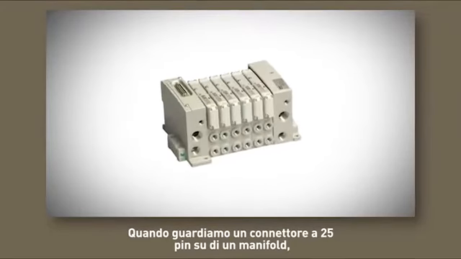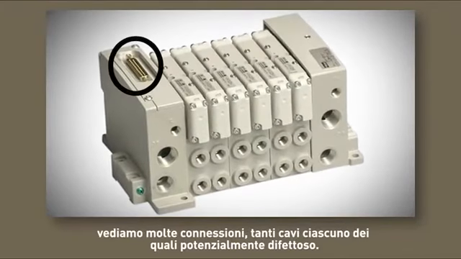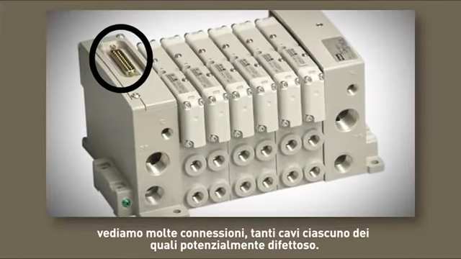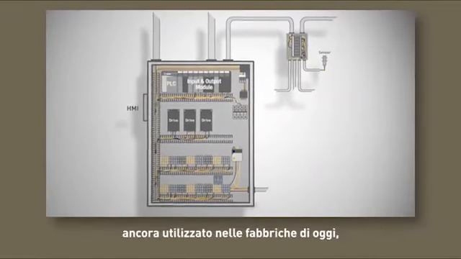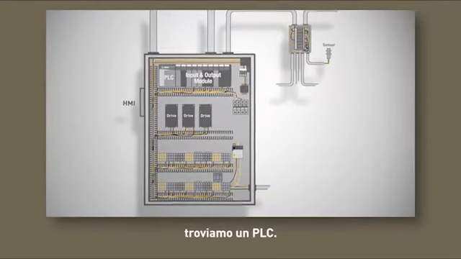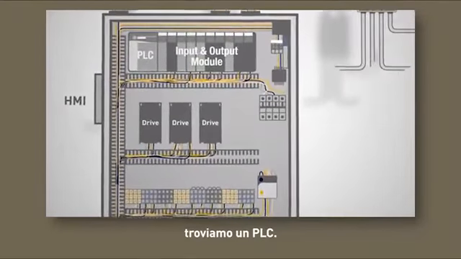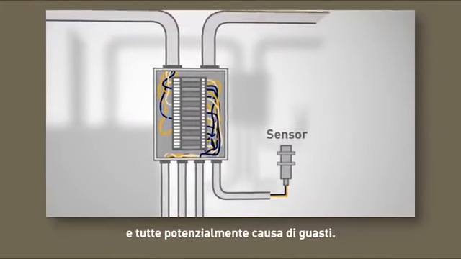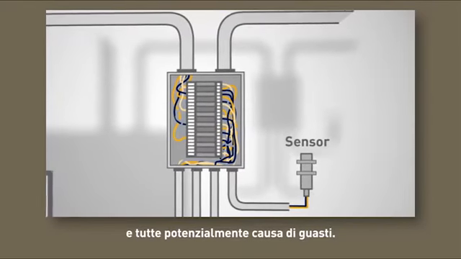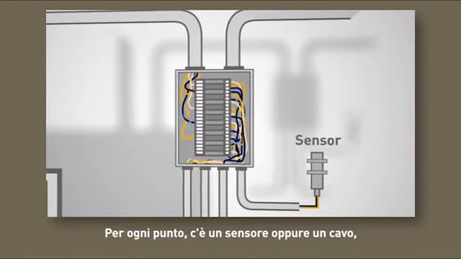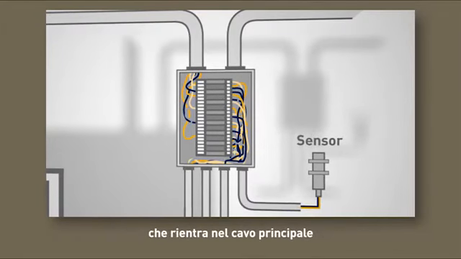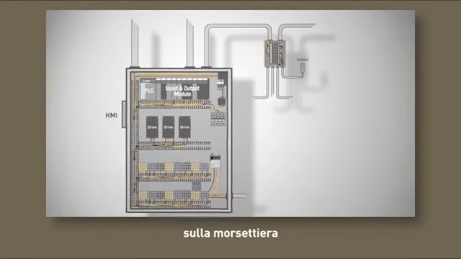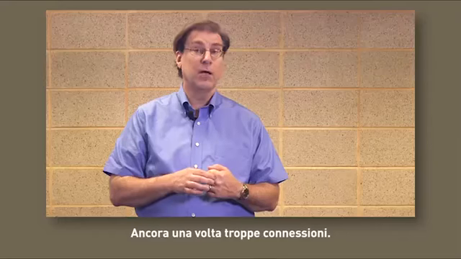Looking at a 25-pin valve connector on a manifold, again, lots of connections, lots of wires. Each one is a point of failure. So when you look at a traditional wiring system that's still used in the plants today, you have all the inter-terminal connectors that are out on the plant floor, and each one is a point of failure. Each point that has a sensor wired to it goes back into a major cable that goes back into the PLC, onto a terminal strip, and from the terminal strip up to the I/O card. Again, lots of points.